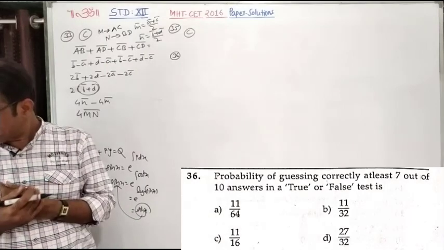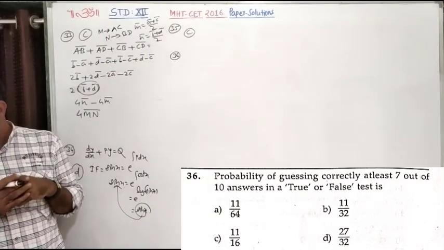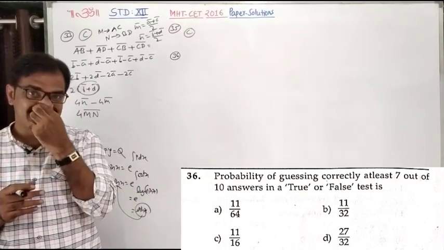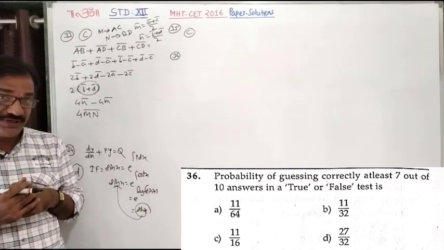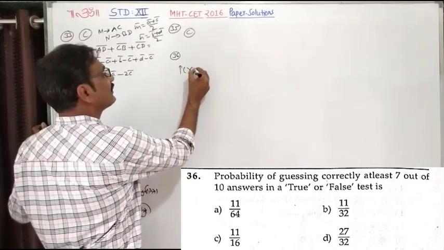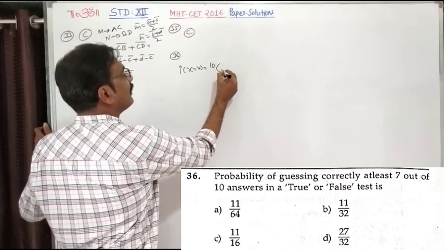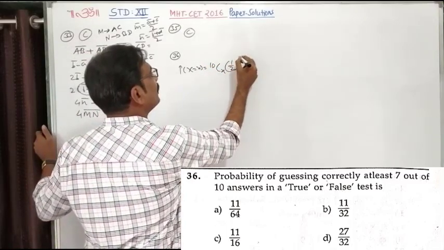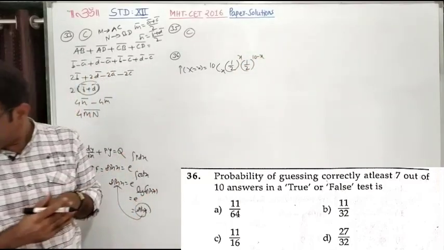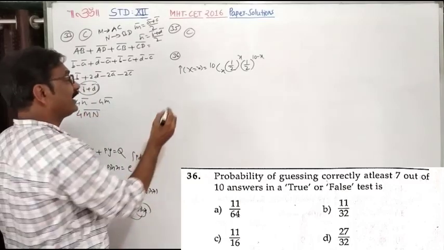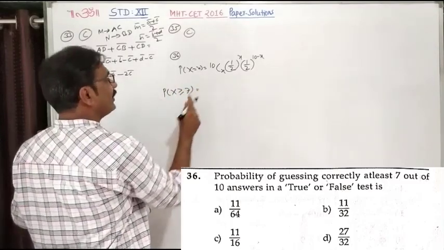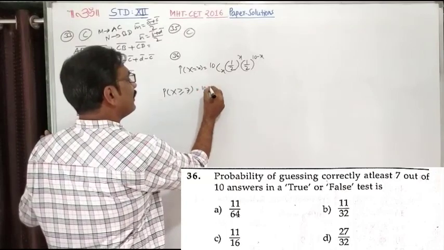36. Probability of guessing correctly at least 7 out of 10. n is 10. In a true or false, p is 1 by 2, q is also 1 by 2. Okay, so your PMF is like this: 10Cx, 1 by 2 raised to x, 1 by 2 raised to 10 minus x. What is the question? At least 7, so it will come like this: 7, 8, 9, 10. 10C7.